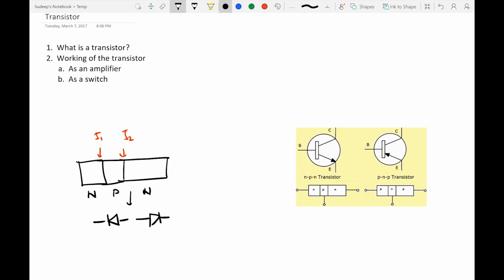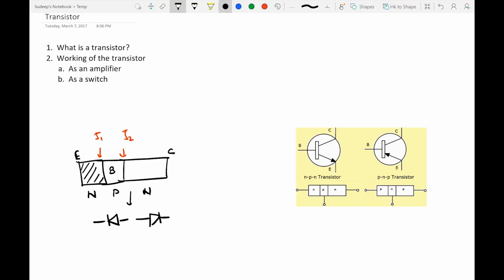One of these sections we would call the emitter, which we will represent as E. The center one would always be the base, and finally the last section would be the collector. The collector is the one which is largest in size, the base is ideally very thin, and the emitter is somewhere in between base and collector in terms of size.